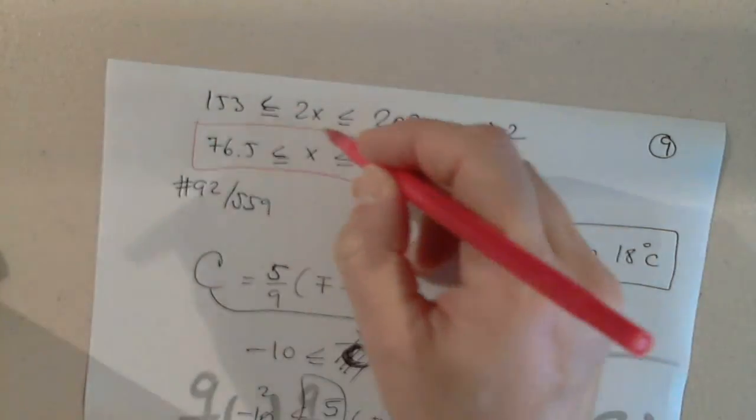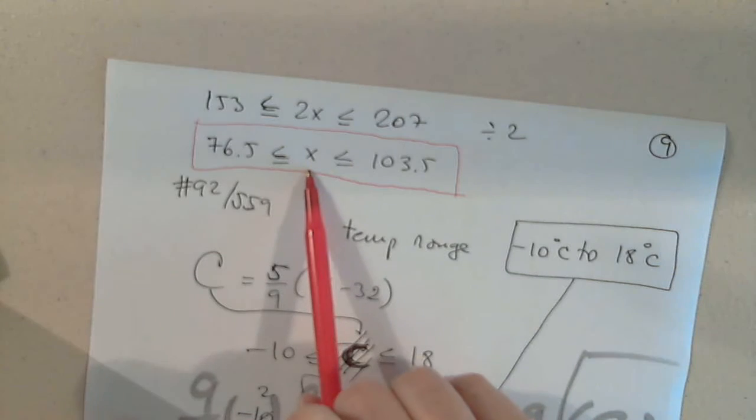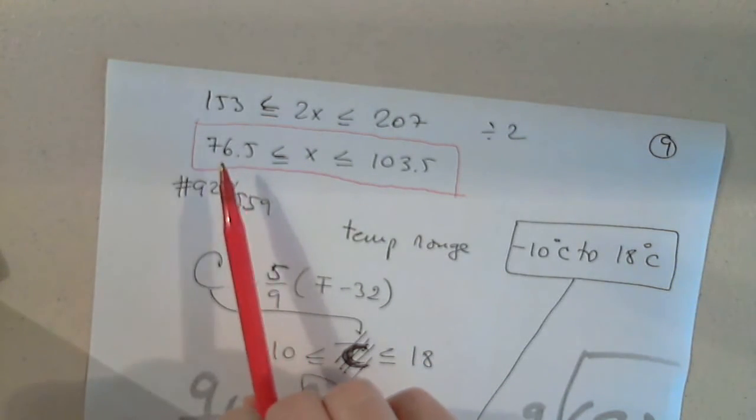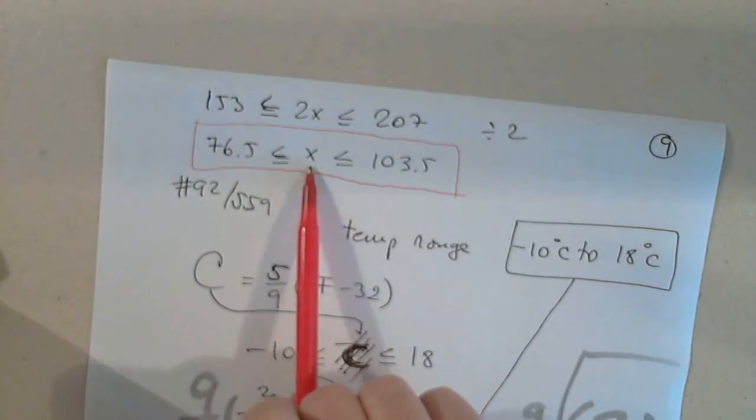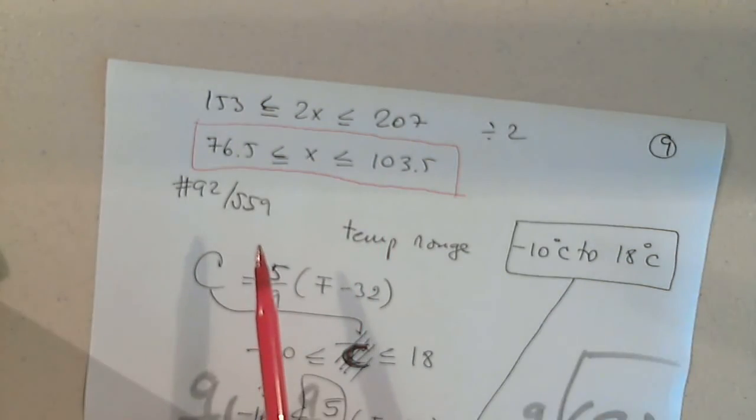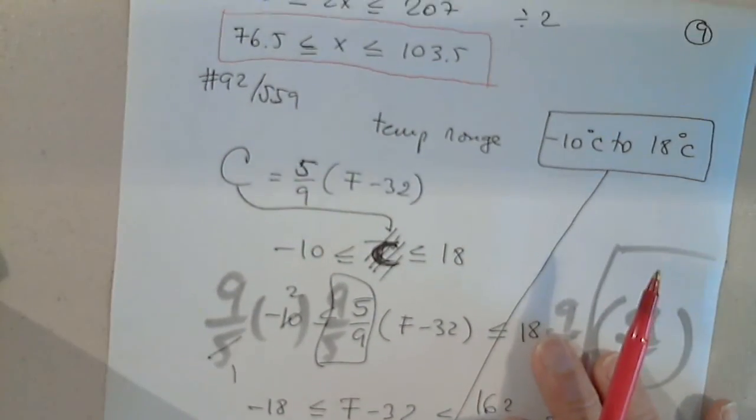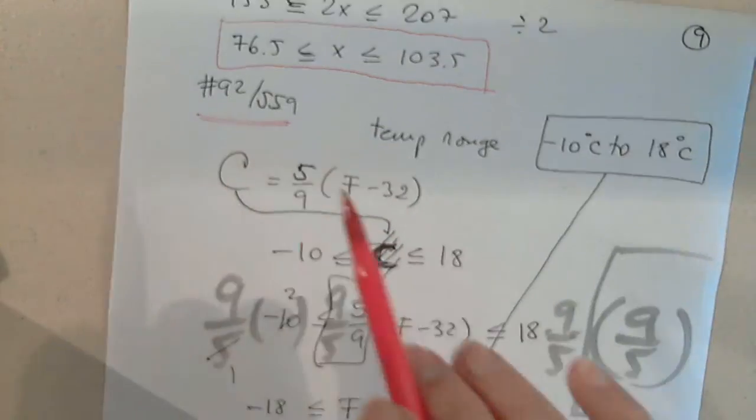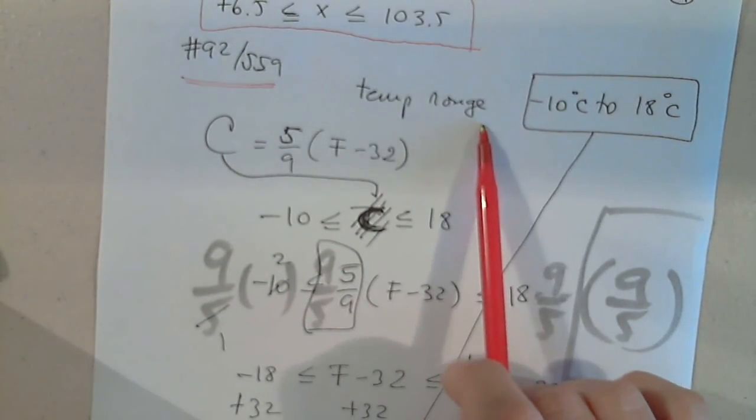Therefore, you can tell your colleague or yourself, well, in order to get a B in this class, I have to obtain a final exam score between 76.5 and 103.5. Last problem was problem 92 on page 558 about the temperature range.